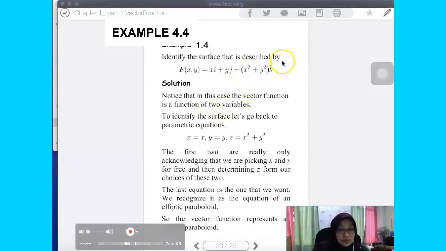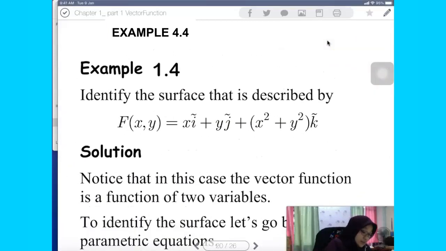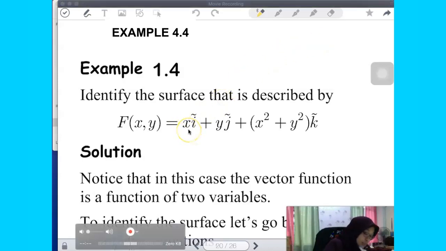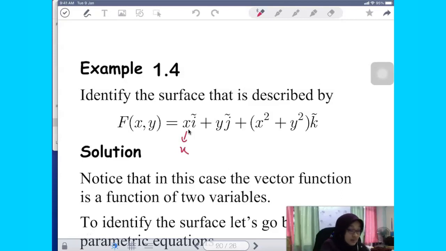So according to the function given here, you just look at the component. You can see that the component of x is x. We just declare x is x, and then the component y is y. Then we know that this is the z component, so you can see that z equals x squared plus y squared.